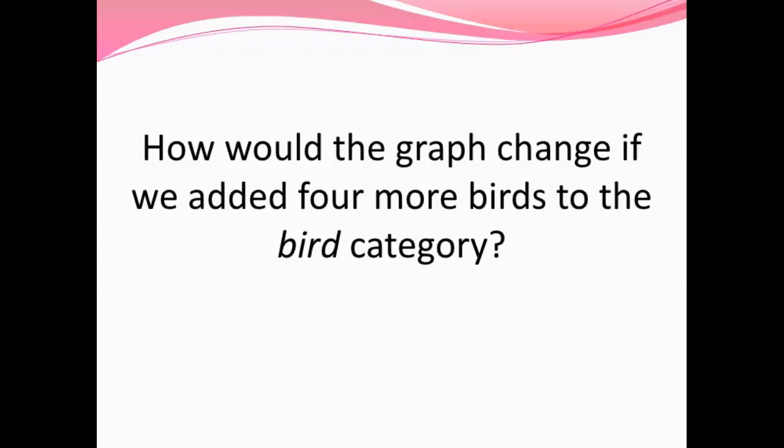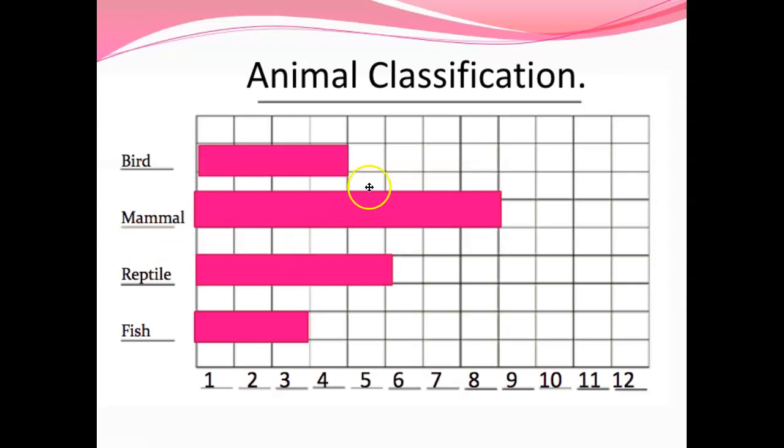Now, you can go back and ask more questions by writing them down and solving them, but I'm going to ask you one more question, then we're going to talk about our problem set and exit ticket. So how would this graph change if we added 4 more to the bird category? When we look back at our graph, I would just color in 4 more boxes, so it would be equal with the mammal category. So I could take my pen and say, okay, 4 more birds.